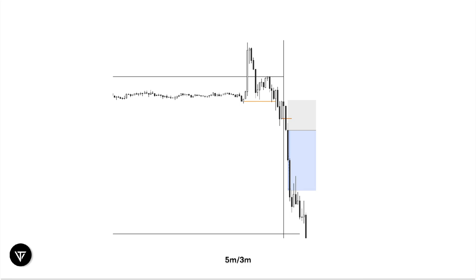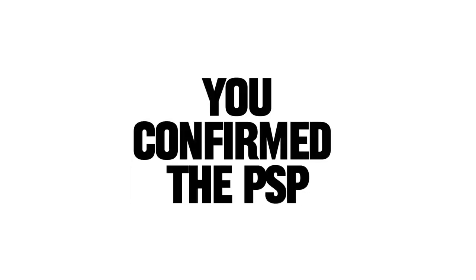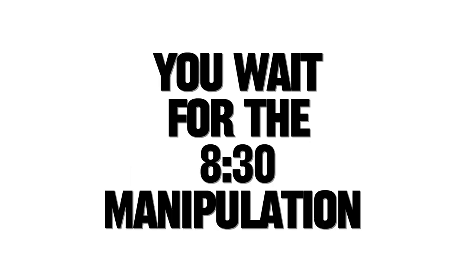The take profit is a strict 2R, resting exactly at the sell side draw we marked on the higher timeframes. Watch the delivery. Price moves smoothly and aggressively into the target. 2R is extracted. You read the daily phase shift, you confirm the 4-hour PSP, you wait for the 8:30 manipulation, and you execute the expansion.